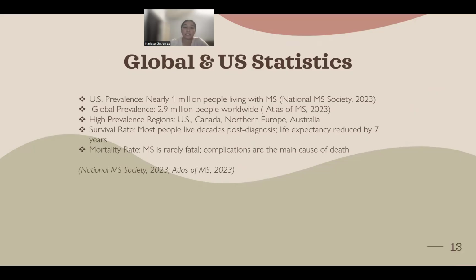Survival rate: most people can live decades after they get diagnosed, but their life expectancy is reduced by about 7 years. Mortality is rare; it's rarely fatal. Complications are the main cause of death in MS.